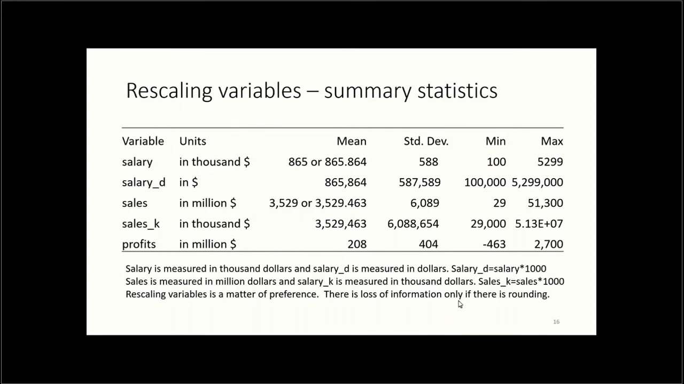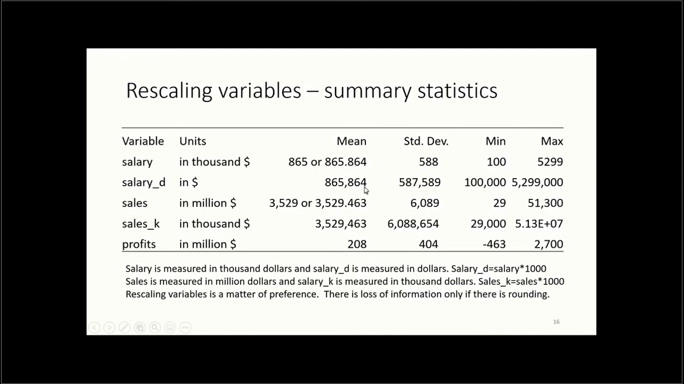So let's see how this works in practice. We have data on CEO salary, the sales of the company, and the profits of the company. Here the CEO salary is measured in $1,000, and the mean is $865,000. The CEO salary could also be measured in dollars if we multiply this number times 1,000. So that would be 865,864.